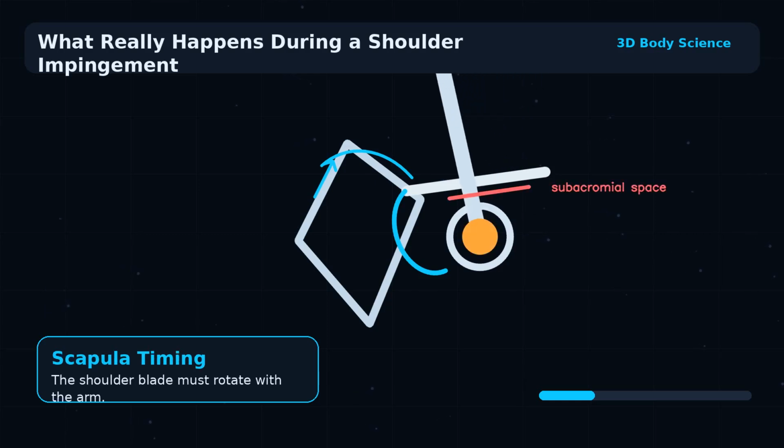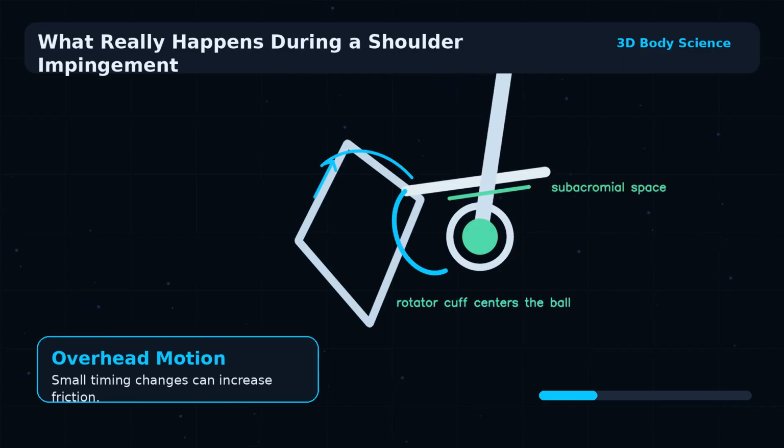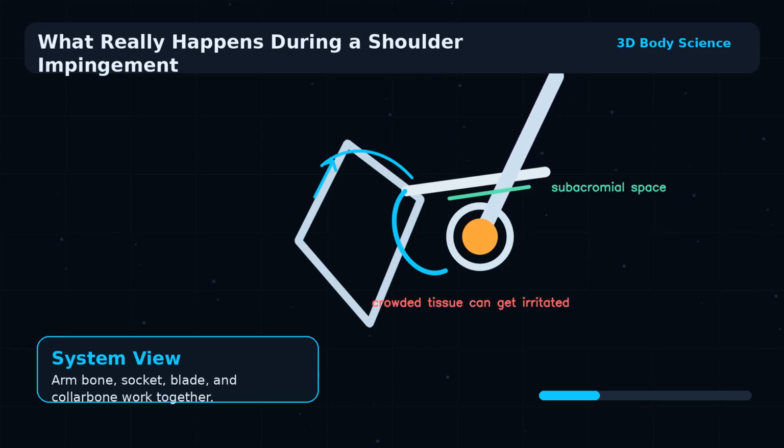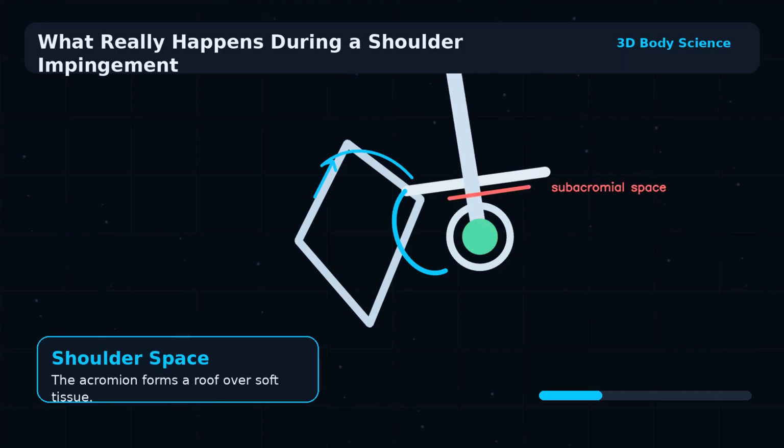But if the tissues swell, if the bursa becomes irritated, if the tendon is overloaded, if the humeral head rides upward, or if the shape of the acromion reduces the available room, that smooth glide can become a pinch. Impingement simply means that structures are rubbing or being compressed where they need room to move.